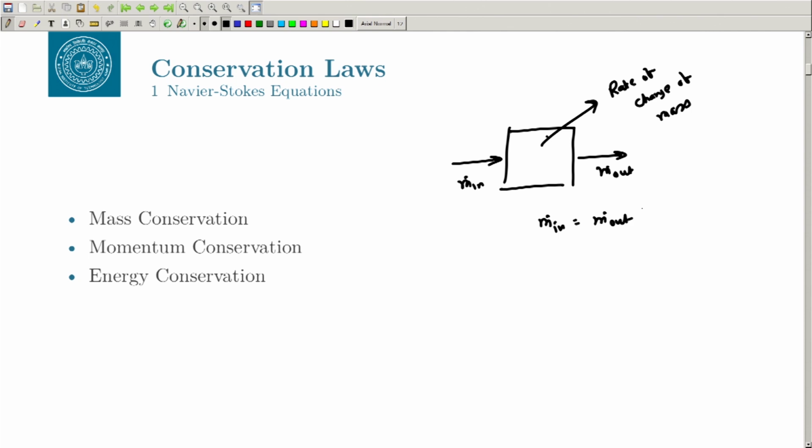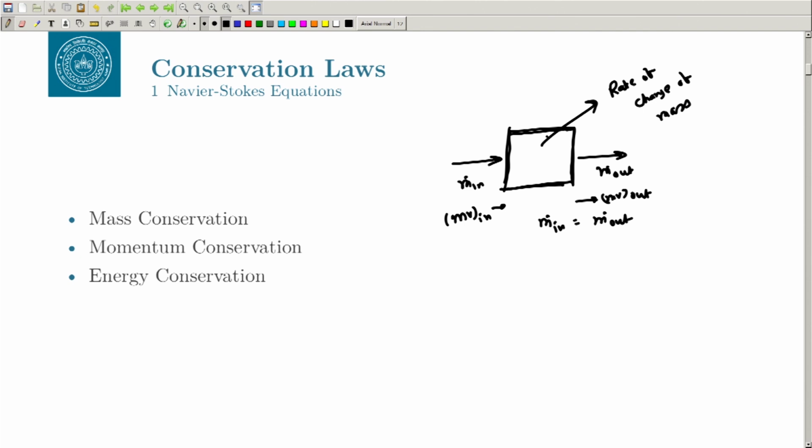Similarly, you can have the momentum conservation. So, the momentum conservation is now this mv in, mv out. And then you might have some forces acting on that fluid element. What you are showing here is the kind of control volume, and we will come to the discussion of what the control volume is.